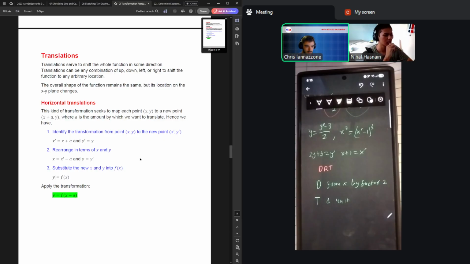Those are the fundamental differences between applying versus determining. Applying, you want to get x and y and shove that into a function. Determining, you want to get x dash, y dash, and then expand that out into your English description of the transformations.